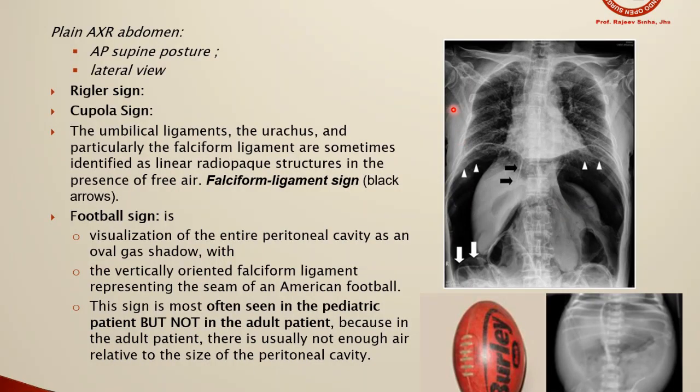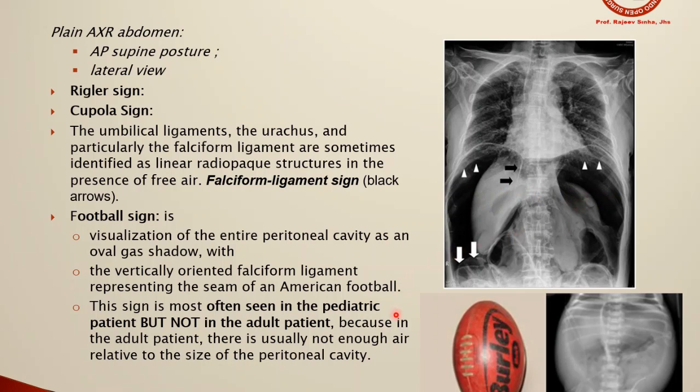Now, the second thing is that you can get a plain skiagram of the abdomen even in a supine position or a lateral view. And the special signs that you're looking for in an AP view in a supine position would be, number one, the Rigler sign, the cupola sign, which we talk about in the next two slides. The umbilical ligaments, they stand out because all around there's the air in the peritoneal cavity, and you can see this, the black arrow. Can you see this black arrow? So that's the falciform ligament sign, which is the black arrow, and it stands out like a white streak above the surrounding dark gaseous area, right?